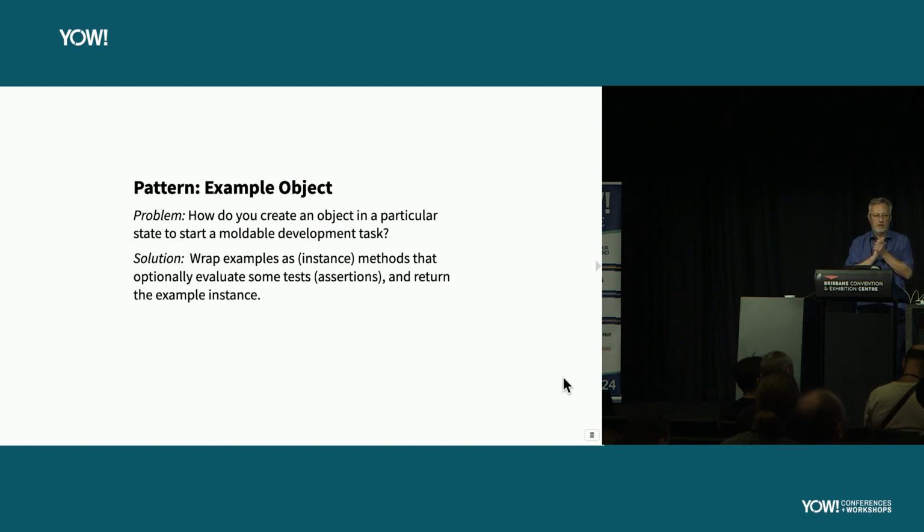A unit test is a test, but usually when a test is over, it's just green. What we say instead is, instead of just being green, return the object so you can do something with it.